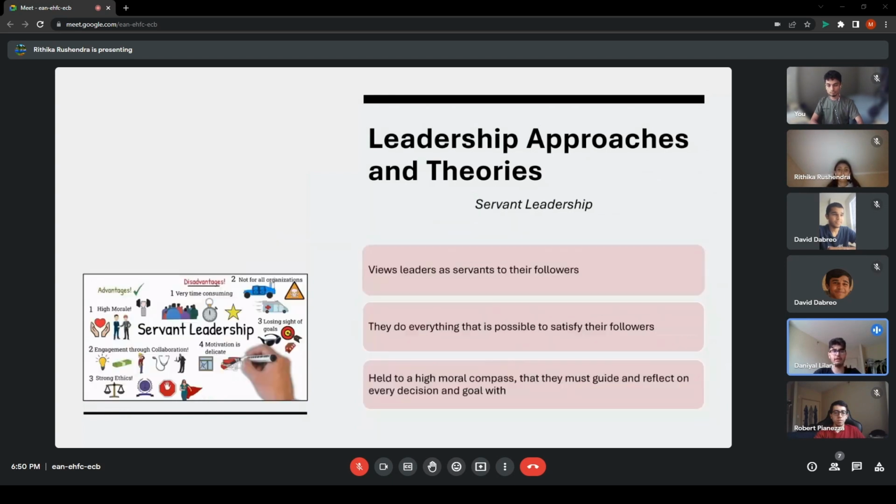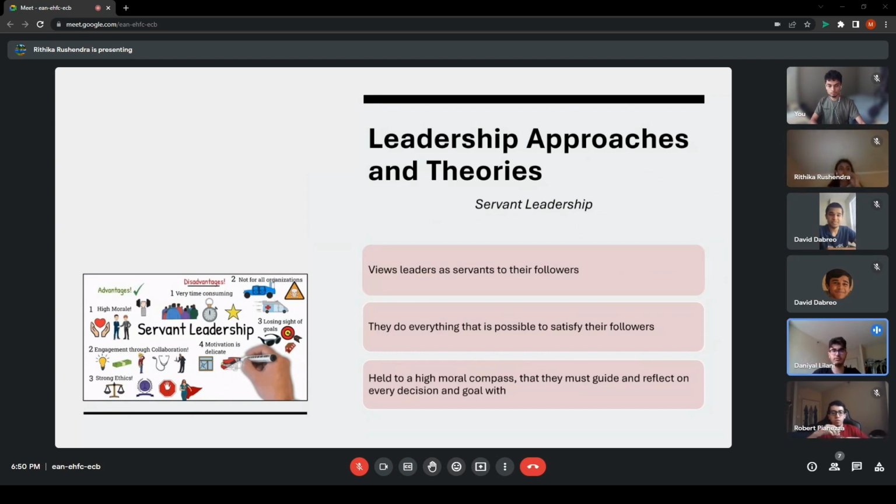Lastly, we have servant leadership, which views leaders as servants to their followers, which means that they do everything possible to satisfy their followers or subordinates, even if it means inconveniencing themselves. An example of that would be setting a meeting at 8 a.m. when it's inconvenient for them, or setting it in a location that's closer to their employees and far away from them, because they view themselves as servants to their followers rather than masters above them.